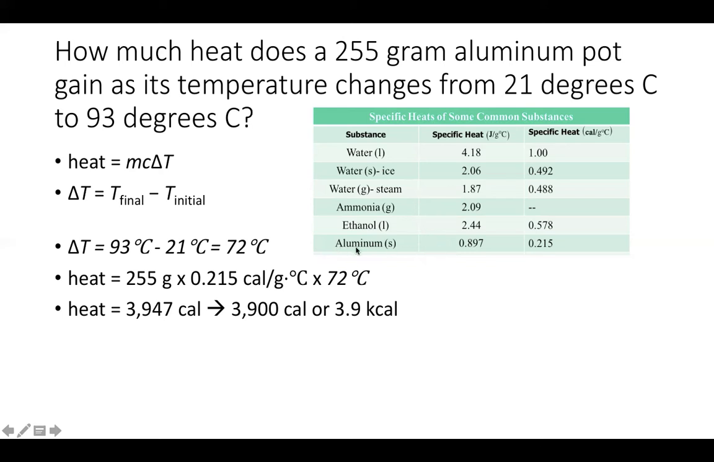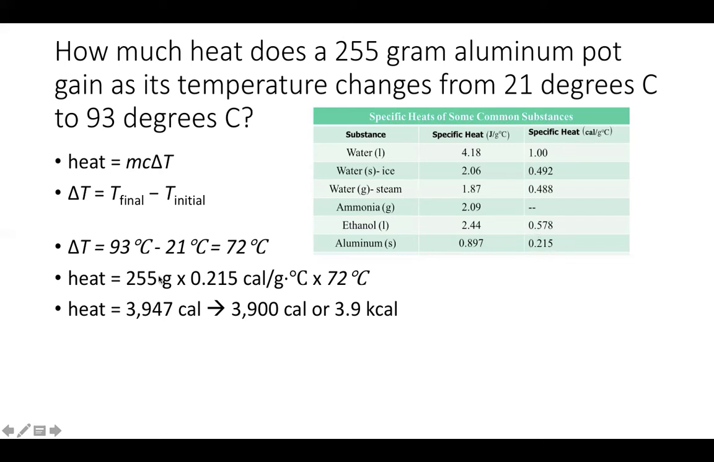So here's aluminum. Make sure, again, you're paying attention, these are both specific heats, they just have different units. The middle column has joules per gram per degree Celsius, and the other specific heat has calories per gram per degree Celsius. Just pay attention. Joules is pretty common, but I did it in calories. So 0.215 is the specific heat we'll use.